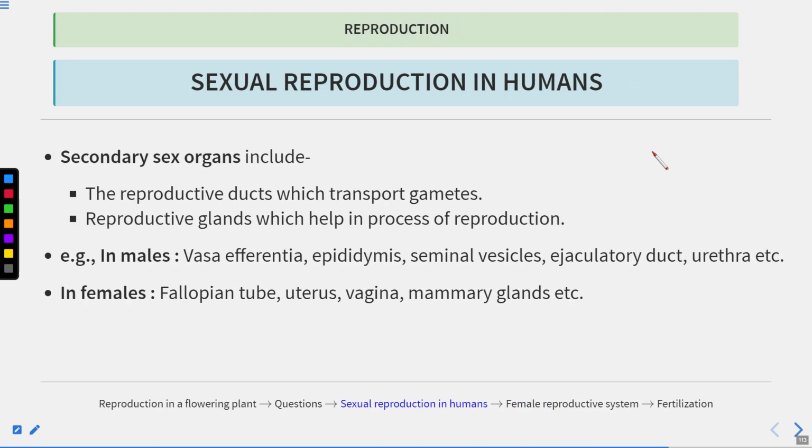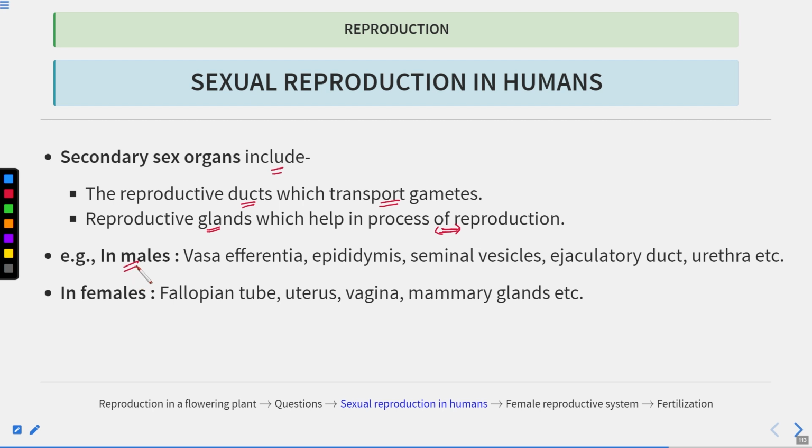Now, let's talk about the secondary sex organs. Secondary sex organs include the reproductive ducts. What is the role of reproductive ducts? They transport the gametes. Another one is the reproductive glands, which help in the process of reproduction. Clear? So the secondary sex organs include these reproductive ducts as well as the reproductive glands.